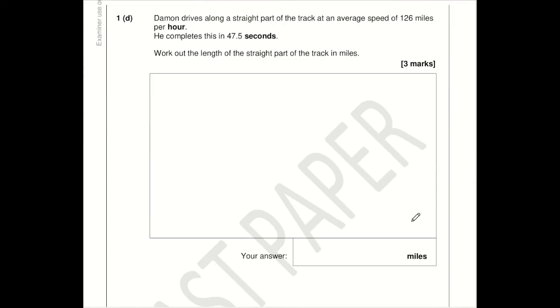Okay, moving on to 1D. Damon drives along a straight part of the track at an average speed of 126 miles per hour, completing this in 47.5 seconds, and we want the length. So the length, this is the distance. So we need to recall the basic formula, which is speed is the distance divided by time, but we want the distance, so speed multiplied by time gives us the distance.